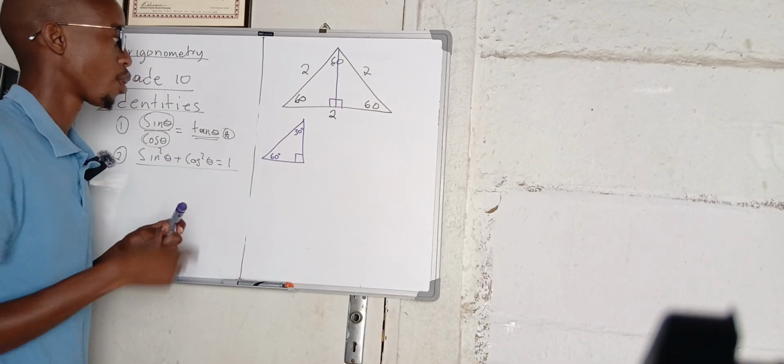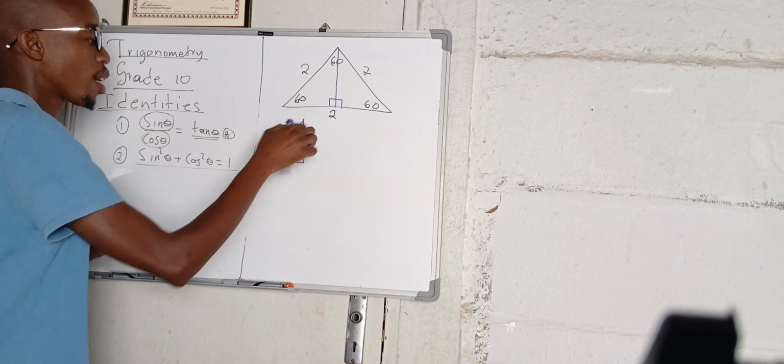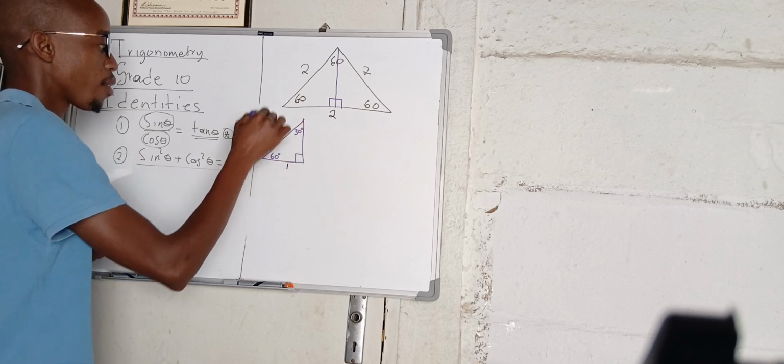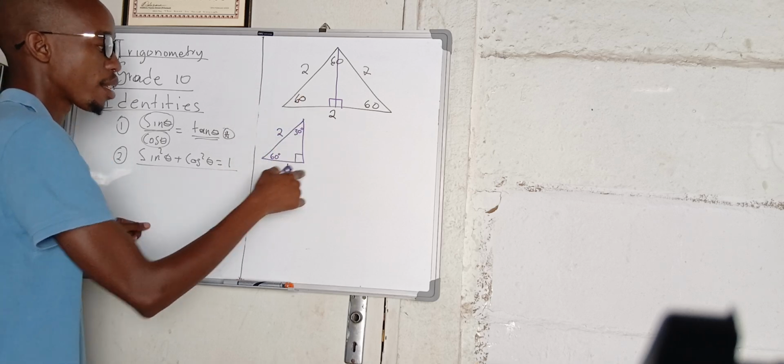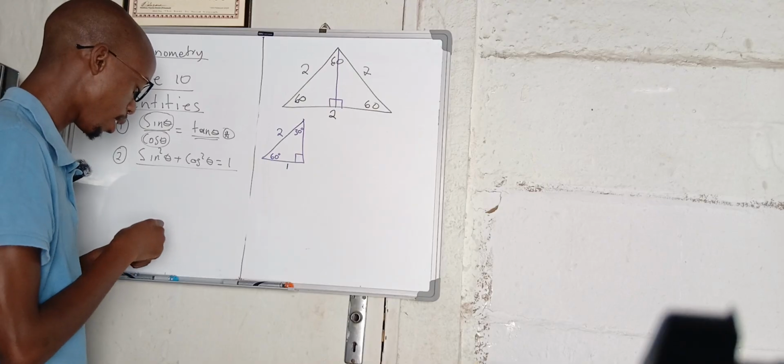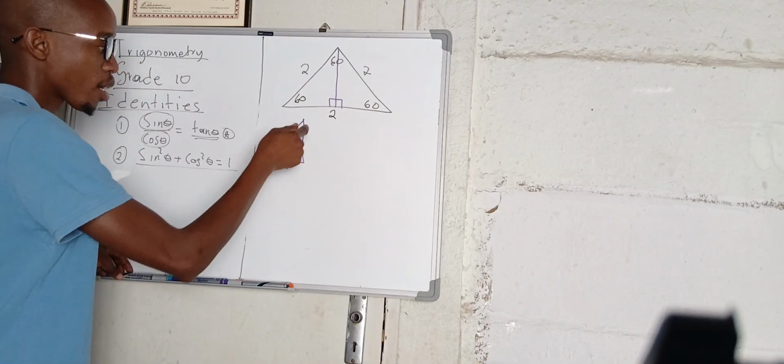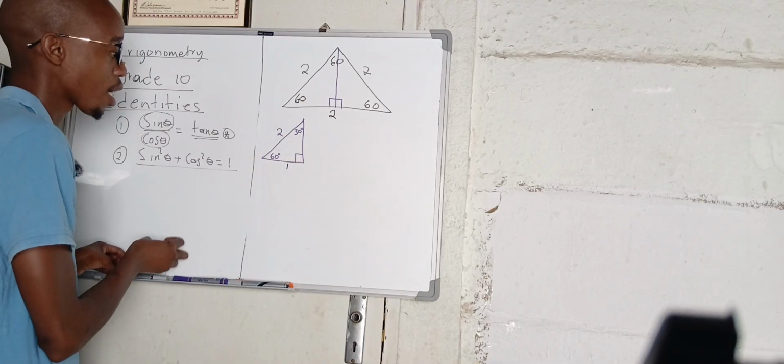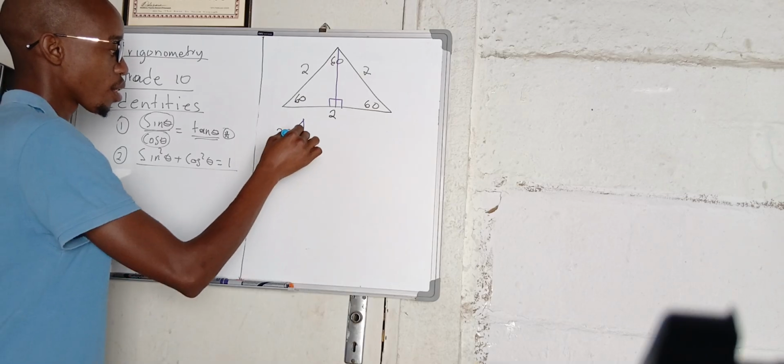So now, 2 divided by 2, I'm going to have 1, and then I have a 2 there. So I need to find this. Since all this is a right angle triangle, I can use the theorem of Pythagoras to find this particular side. If you can see, it is y.